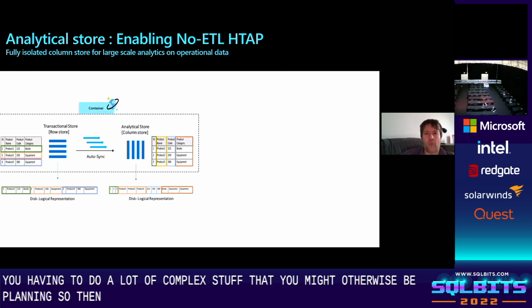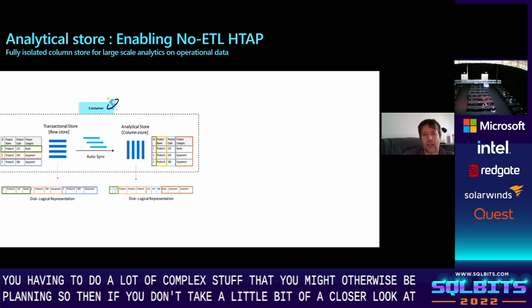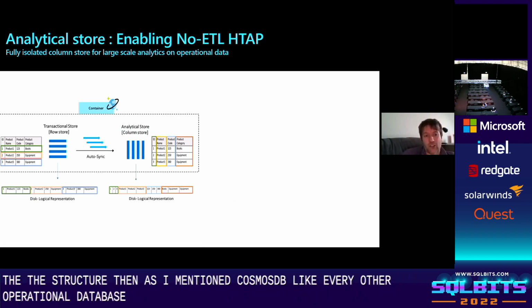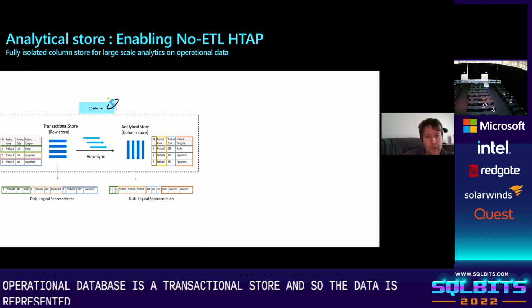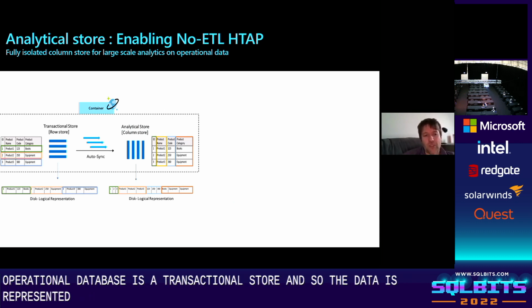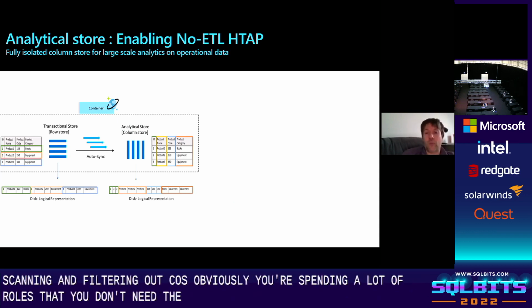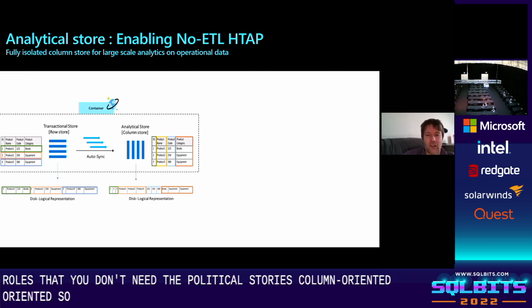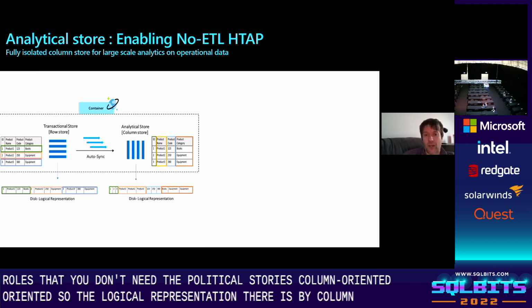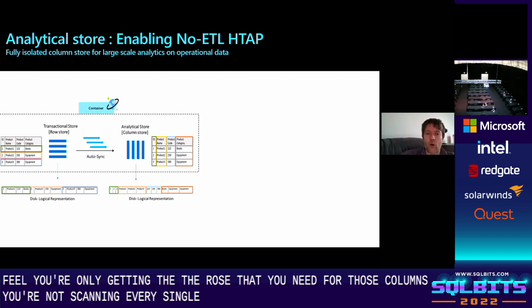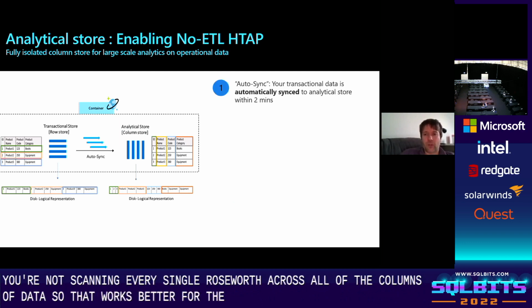So if you take a closer look at the structure, as I mentioned, Cosmos DB, like every other operational database, is a transactional store. So the disk logical representation is by row. When you're scanning and filtering out columns, you're scanning a lot of rows that you don't need. The analytical store is column oriented, so the logical representation there is by column. When you're filtering by column, you're only getting the data that you need for those columns. You're not scanning every single row's worth across all of the columns of data. So it works better for the analytical style queries that you might be running.